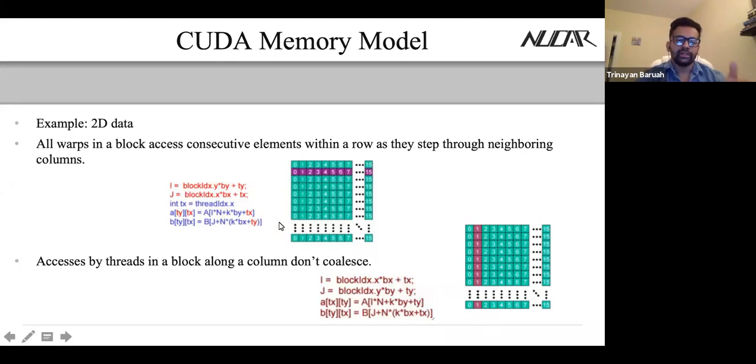And in case you're wondering, this is the same thing that would happen in a CPU program as well, if it's written in C. On the other hand, I don't know if anyone has experience with Fortran, but Fortran follows column major order, where elements in the same column would be laid consecutively in memory.